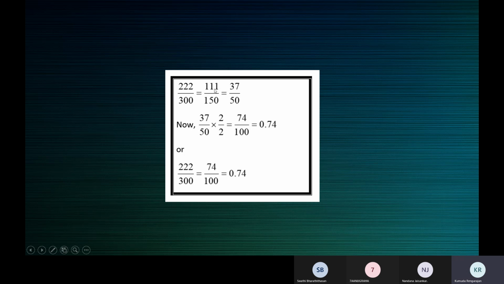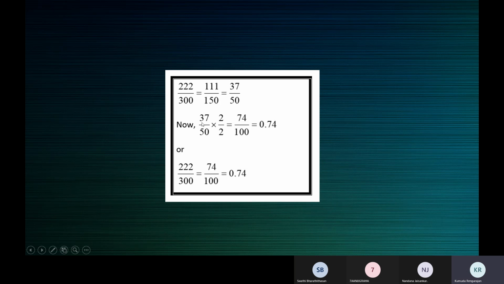No, first I've divided by 2. I've not done by 3 first. Sorry. So here I first simplified using the tables of 2. 222 by 300, when you divide both the numerator and denominator by 2, you get 111 by 150. When you further divide by 3, we get 37 by 50.